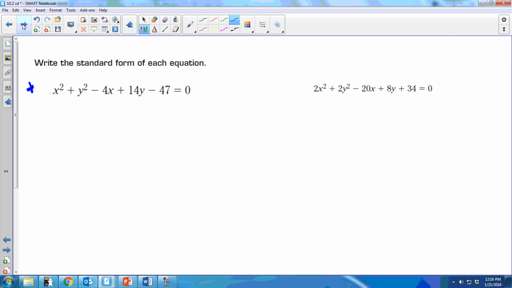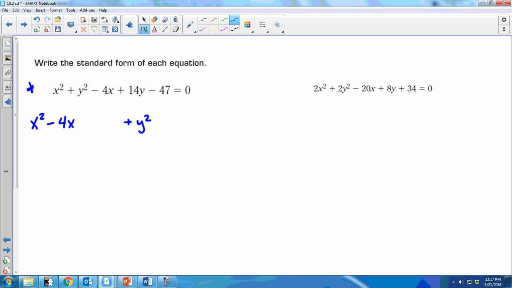So here's my first advice. I would go through and I would organize your equation first. You don't have to, but I would organize your equation first. I put your x's together, your y's together, I move your constant to the other side. Okay? So I have x squared minus 4x. I'm going to leave a space because I know I'm going to add something in a second.